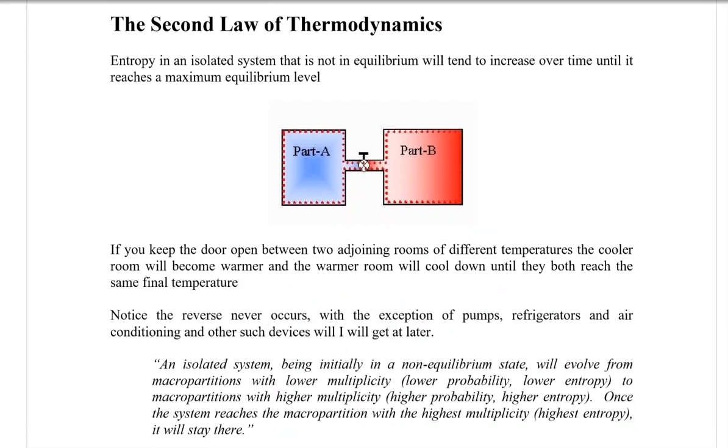Entropy in an isolated system that is not in equilibrium will tend to increase over time until it reaches the maximum equilibrium level. So let's focus on different terms in it. We have the entropy of an isolated system, which means we are not getting any energy or mass in and out of the system.